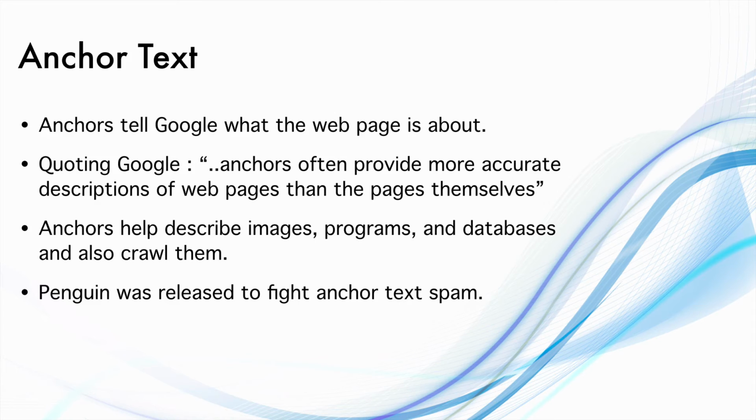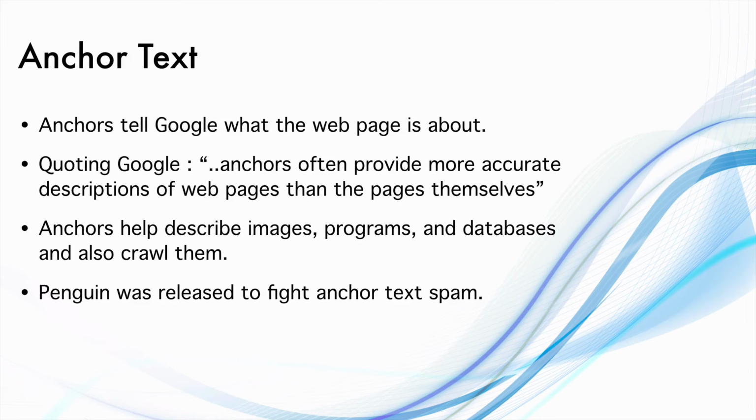In terms of Google's algorithms, anchor text has quite a high significance. What it does is basically it tells Google what the web page is about. In fact, Google, in a paper that it had released for Stanford University, was quoted mentioning that anchors often provide more accurate descriptions of web pages than the pages themselves. So, what Google is trying to say is that when a particular text is linked, it will basically also describe what the link is going to be.